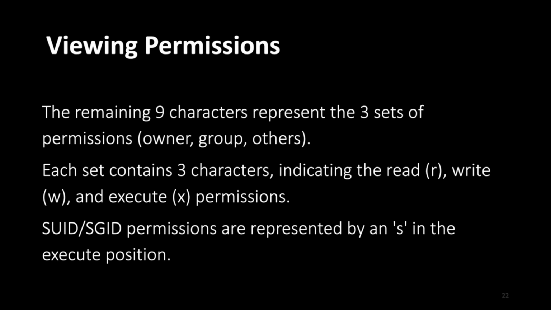The remaining 9 characters represent the 3 sets of permissions: owner, group, and others. Each set contains 3 characters indicating the read, R, write, W, and execute, X, permissions. SUID and SGID permissions are represented by an S in the execute position.